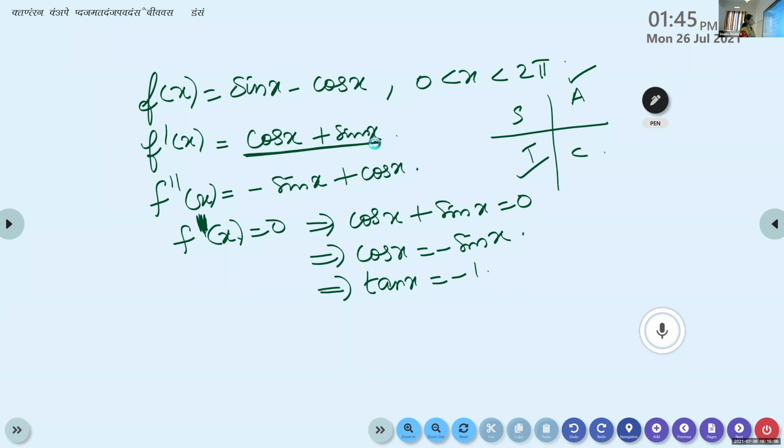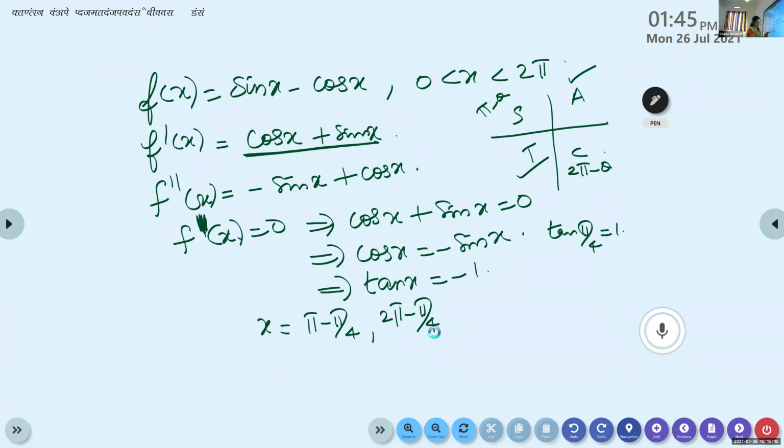So tan x is minus 1. Okay. So tan is negative. In which quadrant will you get tan as negative, Diya? Second quadrant and fourth quadrant. Second quadrant means we can write it in the form pi minus theta, and fourth quadrant means it takes the form 2 pi minus theta. We know that tan 45 is 1. So the values of x will be pi minus pi by 4 and 2 pi minus pi by 4.